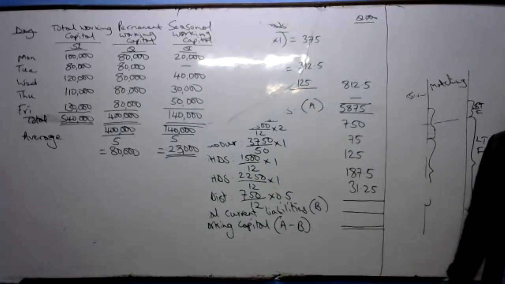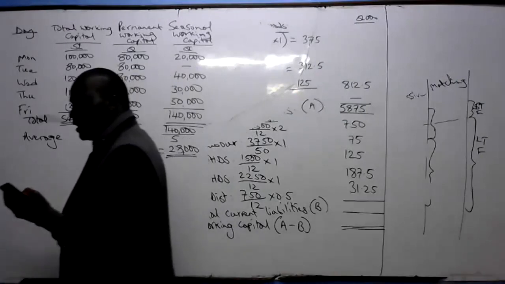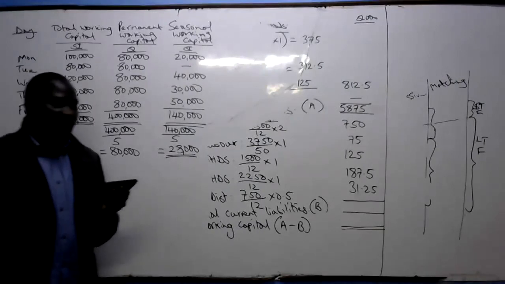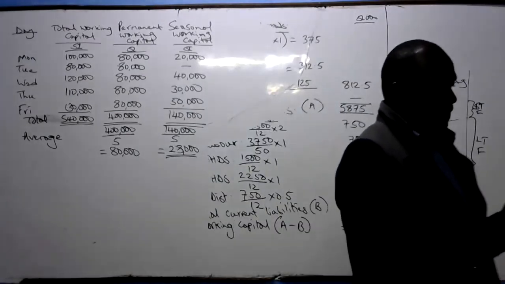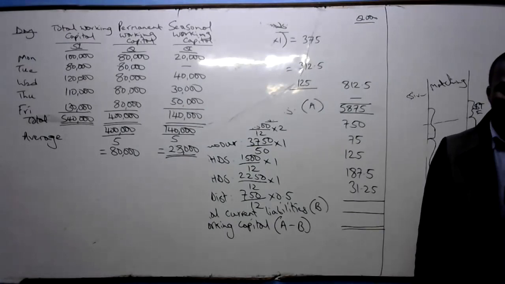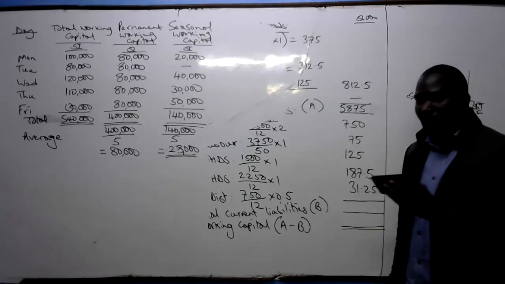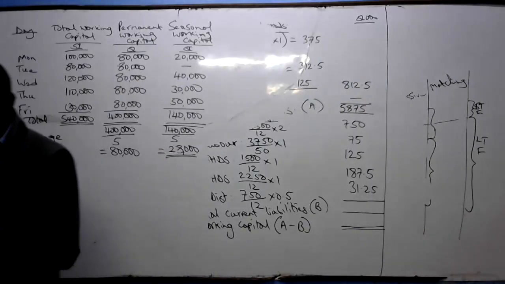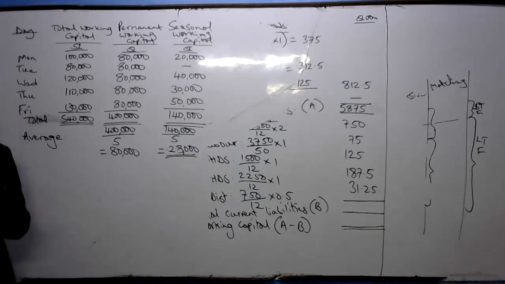Maua Horticultural Limited runs a flower export business. The company has two sources of funds at different interest rates. The finance cost for short-term funds is 20%, while the cost of long-term funds is 25%. These costs are expected to remain constant in the next 2 years. The following are the projected monthly working capital requirements of the company for the year ending 31st December 2020. So tuko na January mpaka December, working capital requirements in thousands of shillings ziko hapo. Required: the average monthly permanent and seasonal working capital requirements for the company.